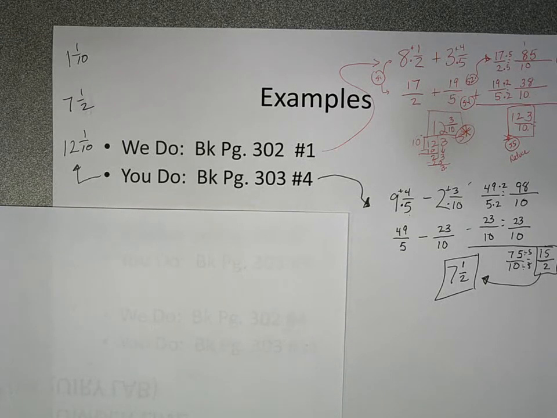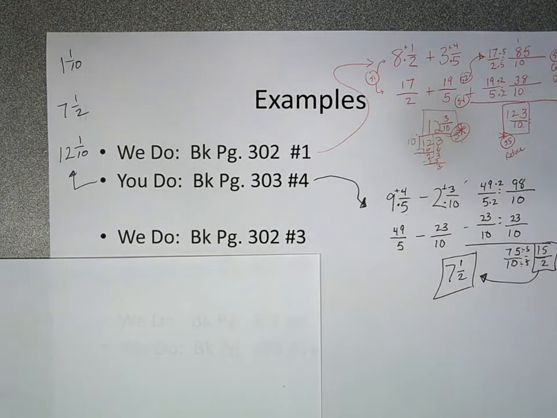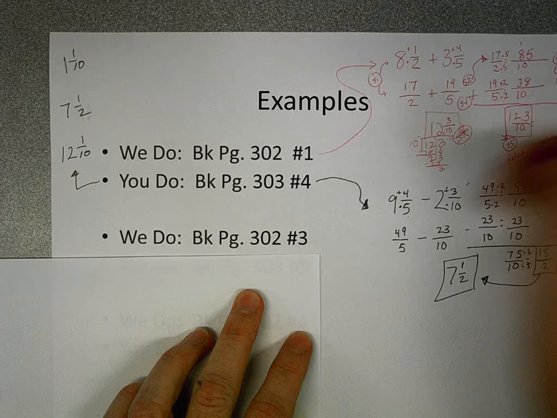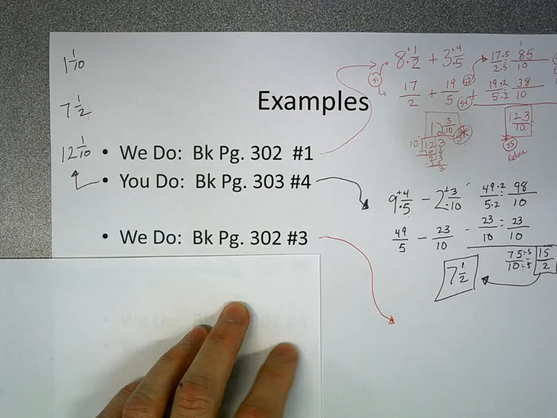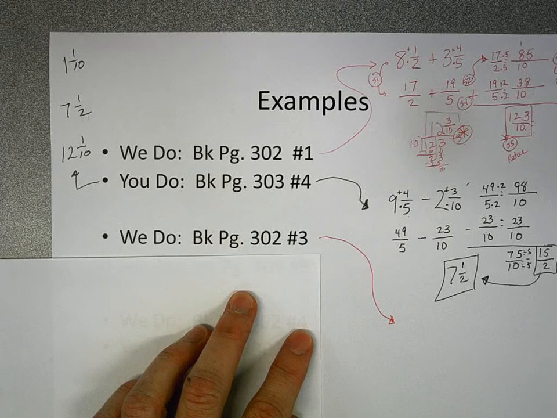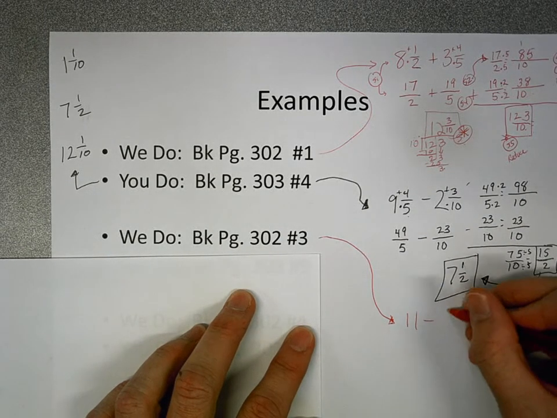All right. Any other questions? All right. Let's take a look at another one. All right. Let's take a look. Go back to page 302, number 3. Okay, now here's the thing about number 3. We're going to use exactly the same steps. All we're doing differently, though, is it just starts off as a different kind of problem.